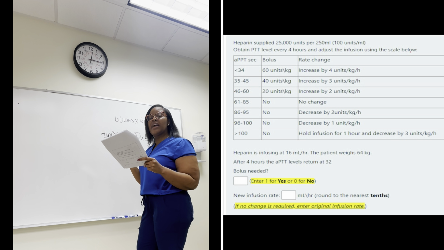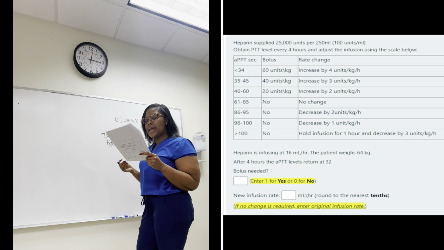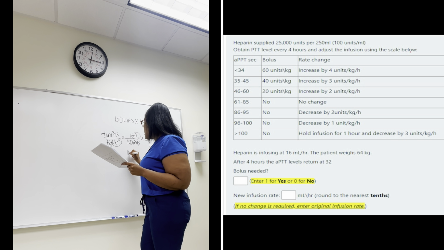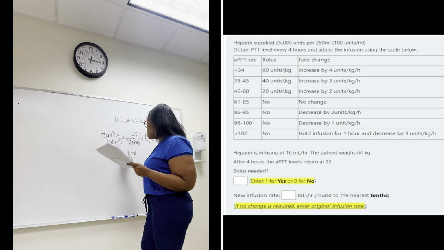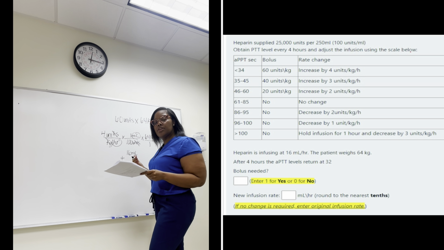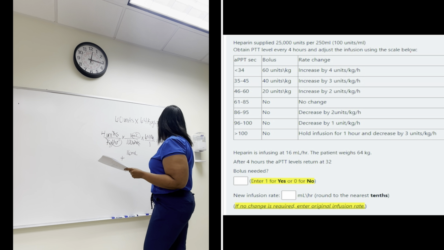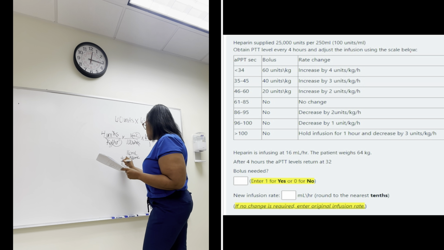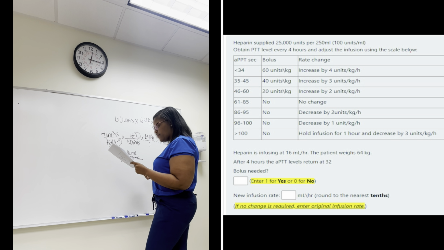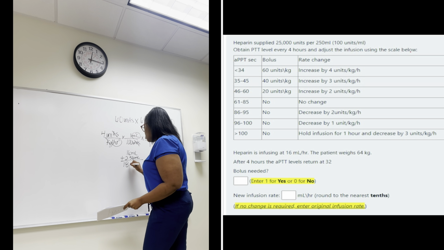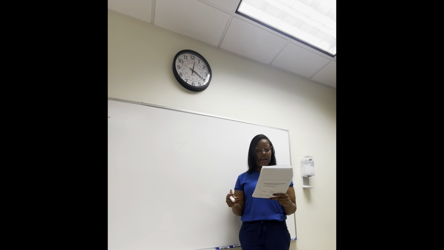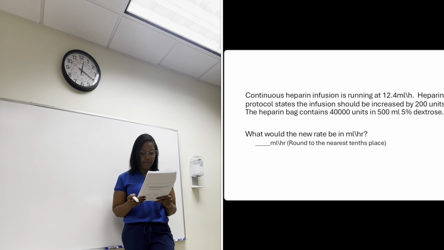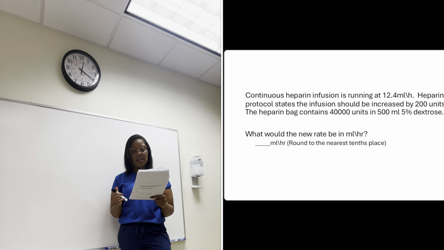The patient's heparin is currently going at 16 mLs per hour. So we are adjusting the dose, right? In order to get the new infusion rate, we need to add the 2.56 to what it's currently going at. So once we add 2.56 to 16, we'll get 18.6 mLs per hour.